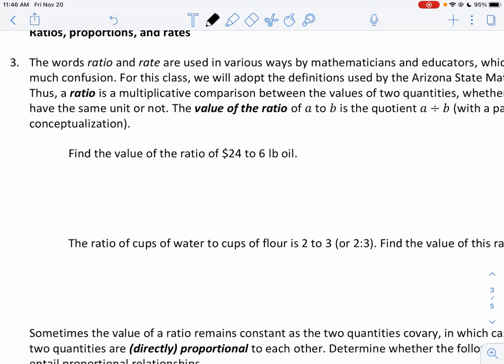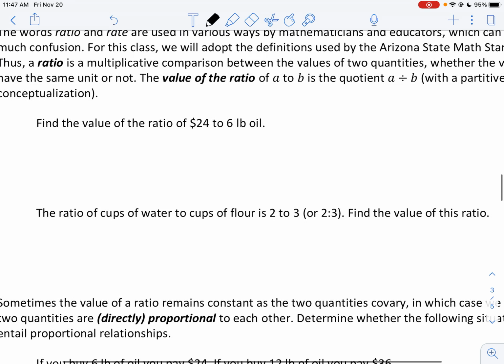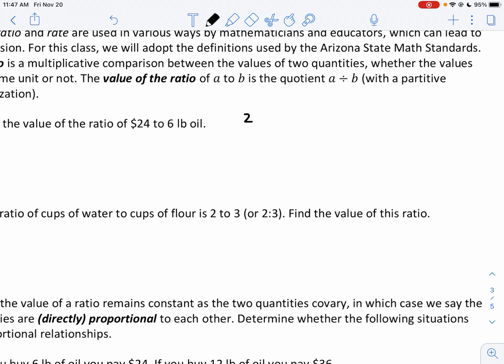Okay, to calculate, the A in this case is the $24 and the B is the 6 pounds. To find the value of a ratio of A to B, you simply do the quotient with a partitive conceptualization. So I'm going to do $24 divided by 6 pounds. And this gives me $4 per pound.